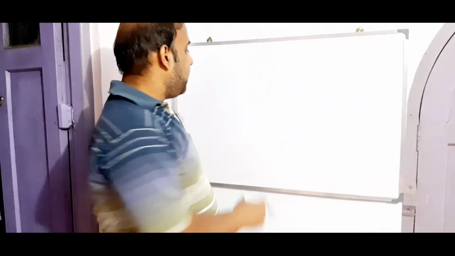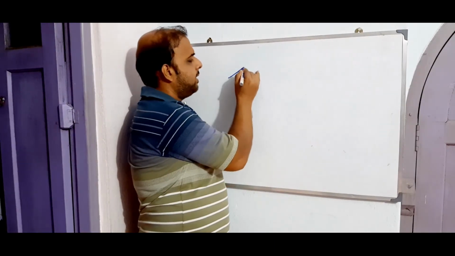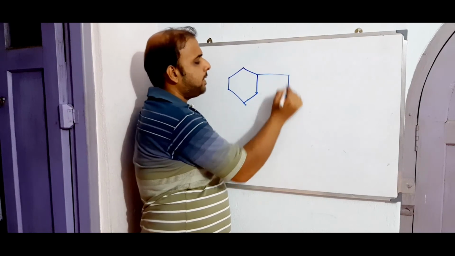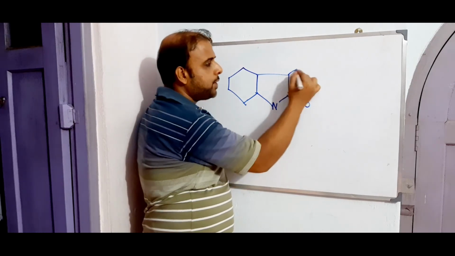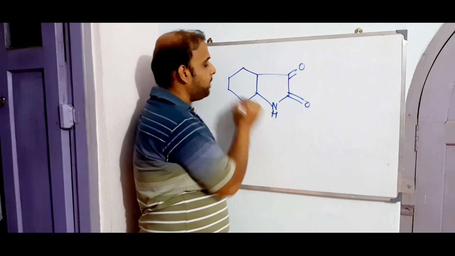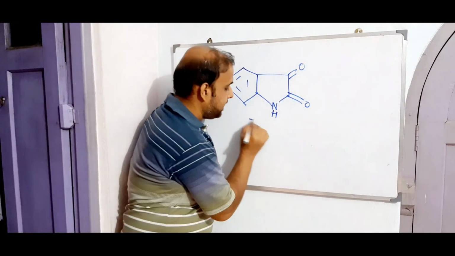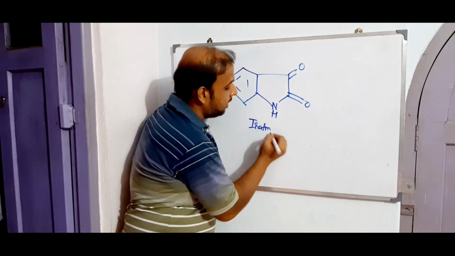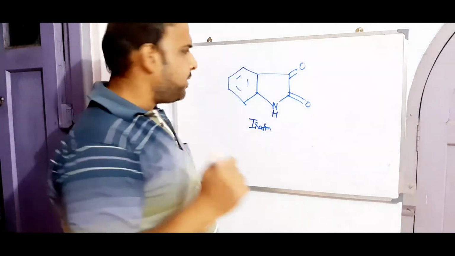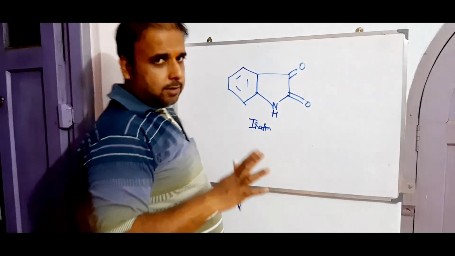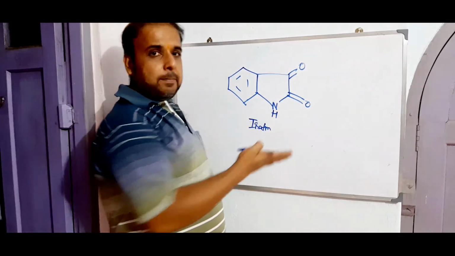Instead, we'll make it a 6-5 system. Now let us see what we have which is a 6-5 system. The 6-5 system can be like this, with an additional feature, and this is called isatine. This particular ring system is used in making anti-cancer drugs. It is a very good scaffold moiety, and it is clearly visible that this is nothing but an indole derivative.